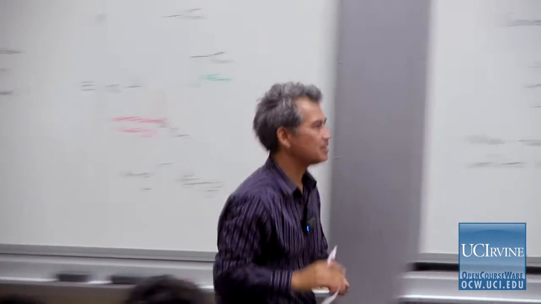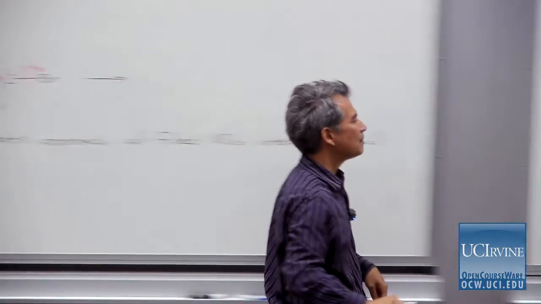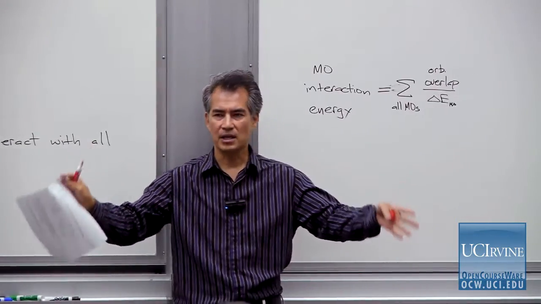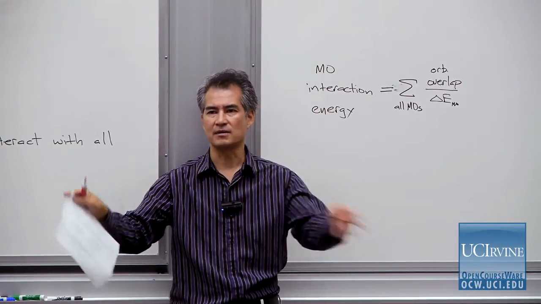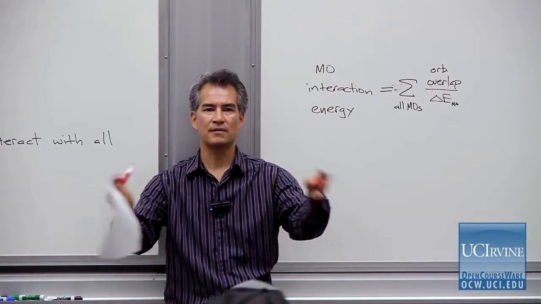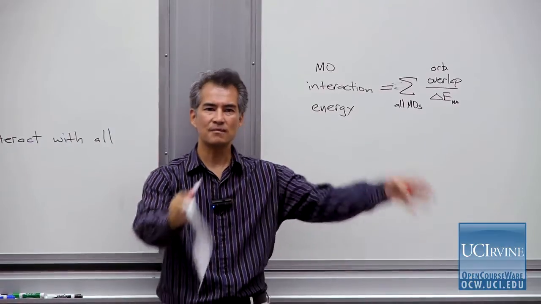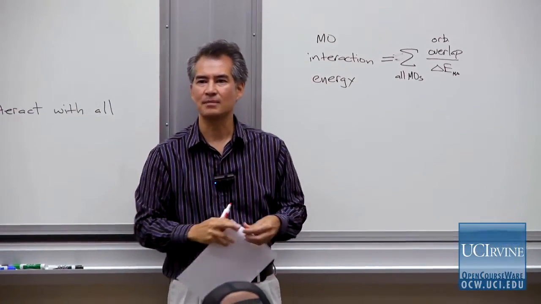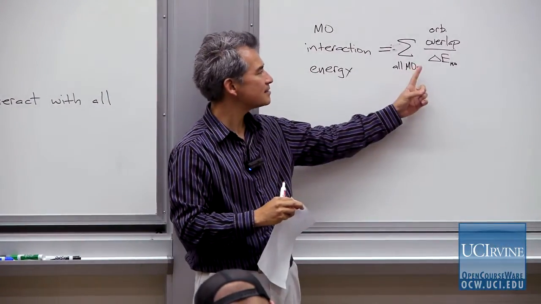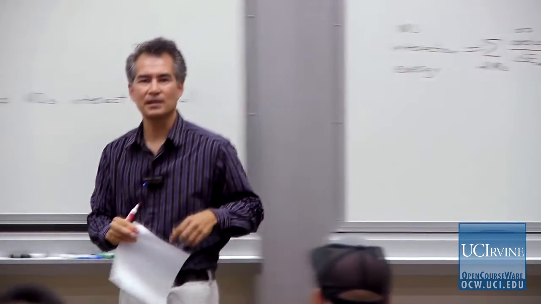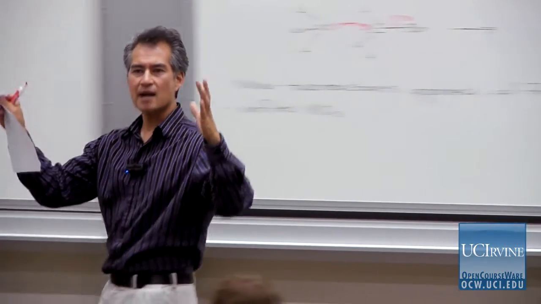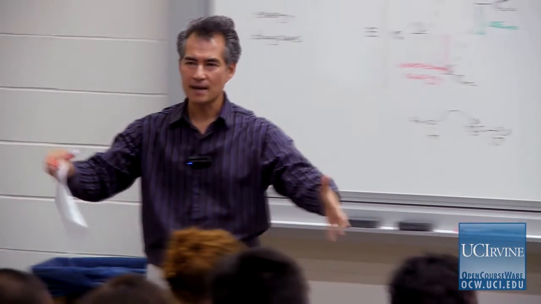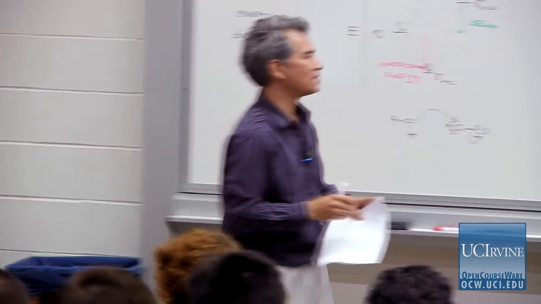Let me show you what that means in terms of equations. Remember on that first day I said, I'm going to give you an equation with three terms that involves electrostatics, that involves sterics, and some sort of mysterious MO interaction mathematical term that looked like this. And there's a summation symbol in there that says you have to add up all the interactions for all the MOs in order to accurately quantify this.